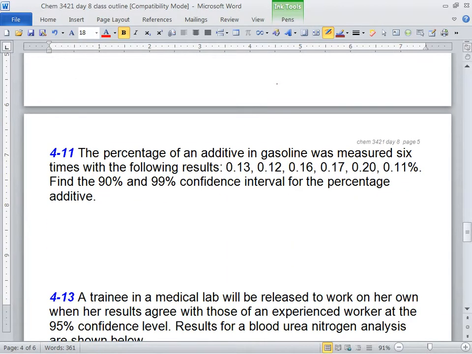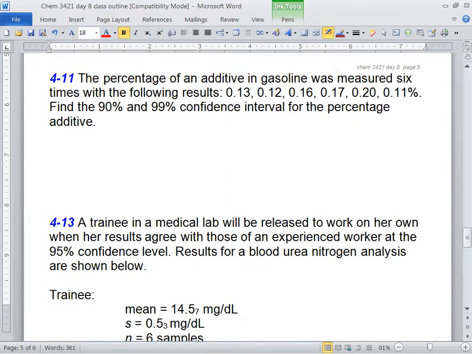F test. Oh, that's problems now. Alrighty then. Let's see.